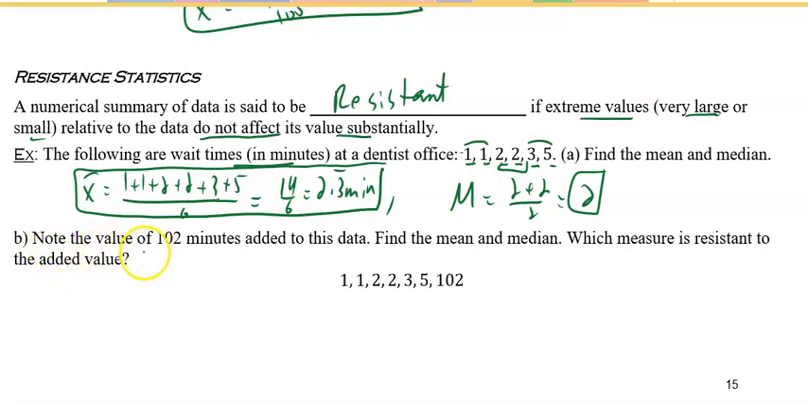Note the value of 102 minutes added to the data. Now, instead of 6, it's 7. The 7th patient came in and waited 102 minutes. Find the mean and the median.